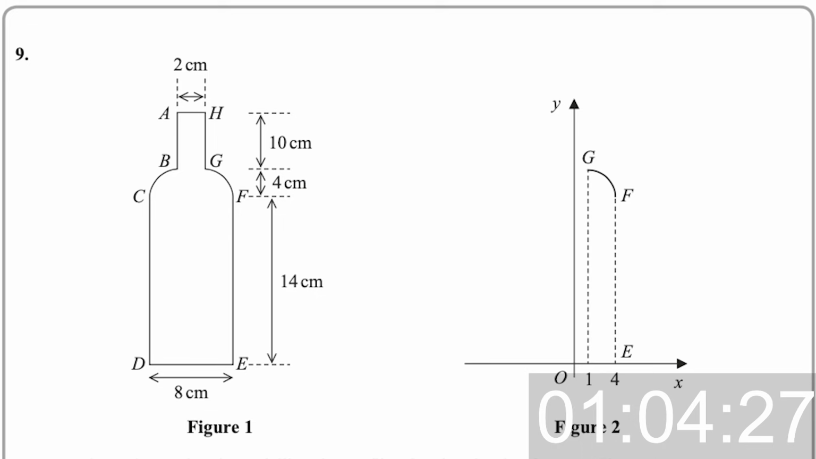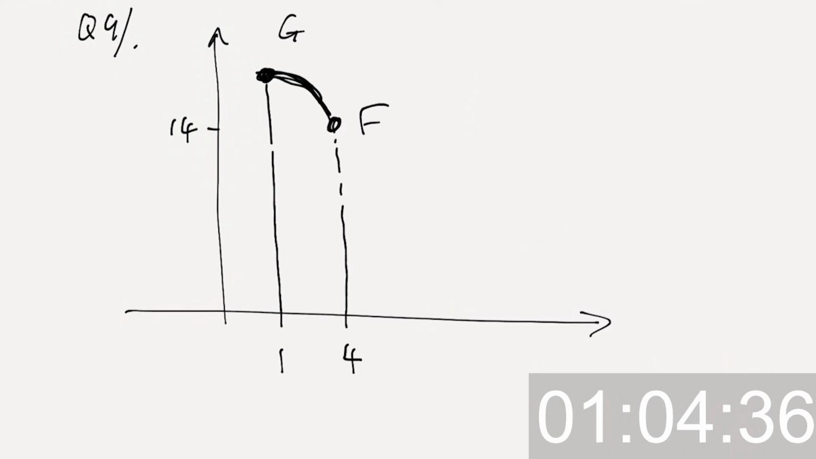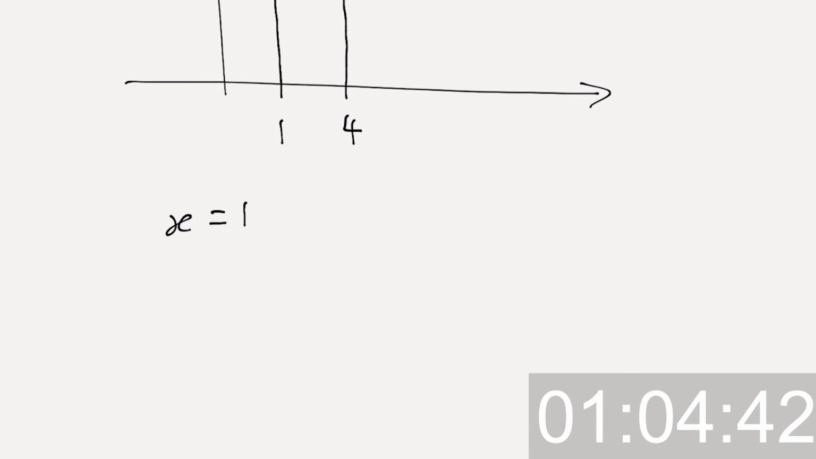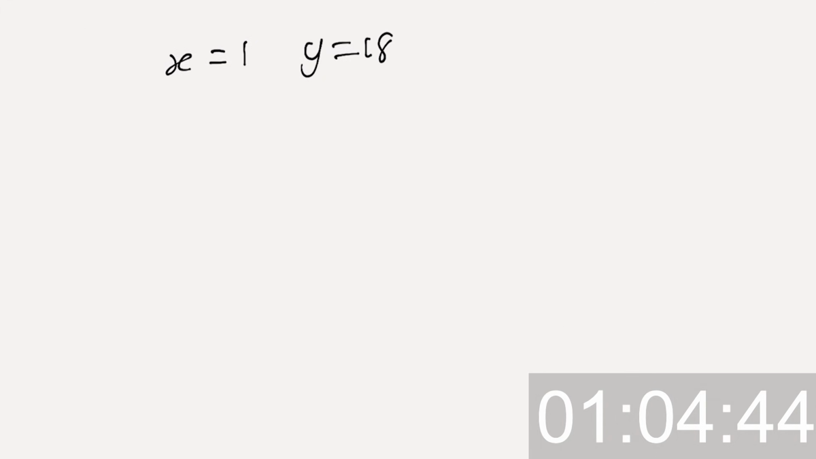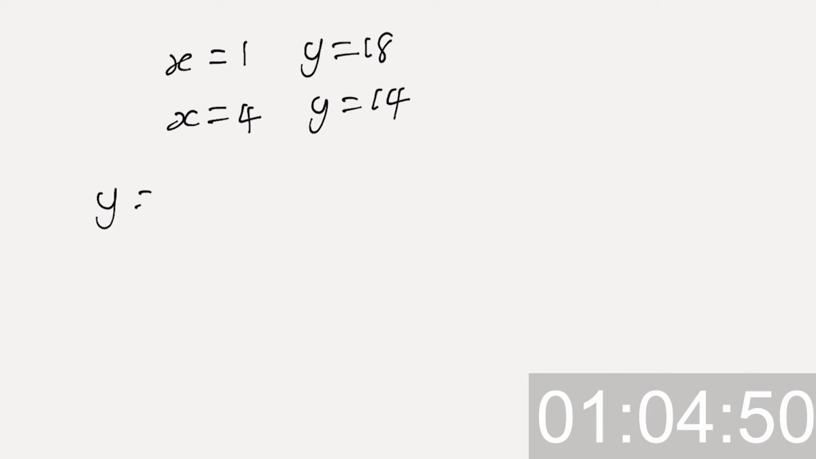We know the y values, don't we? So we know the height. So the height F, that's at height 4. So F is at height 14, and G up here is 4 centimeters more, so that's 18. Right, so we know that when X is 1, Y is 18, and we know that when X is 4, Y is 14. So given this equation, we're assuming Y, part A, we're assuming Y is equal to ax squared plus b.